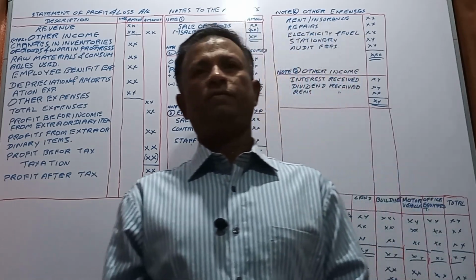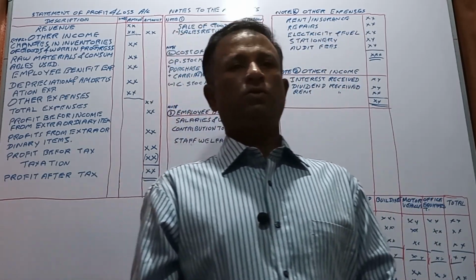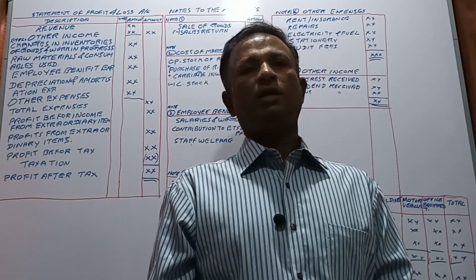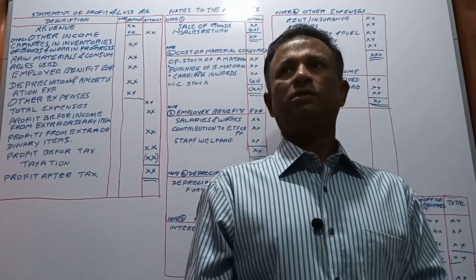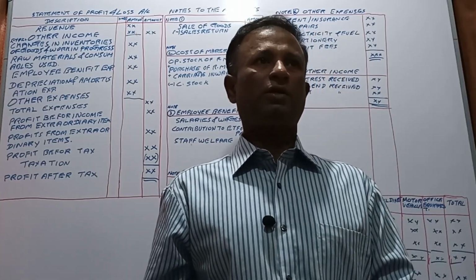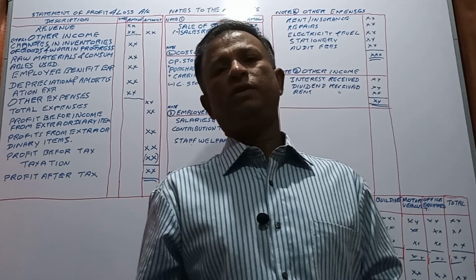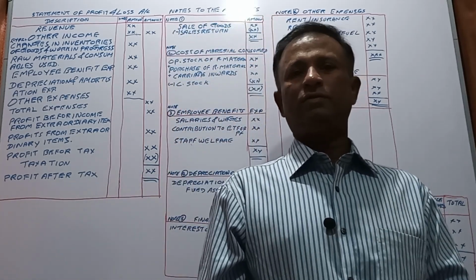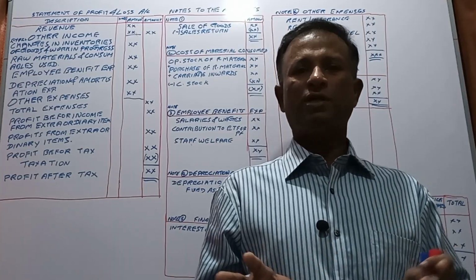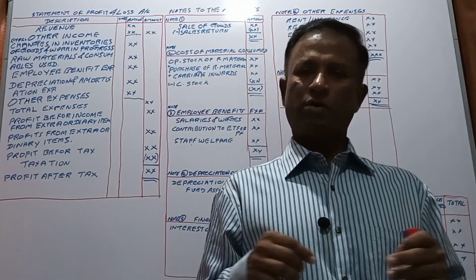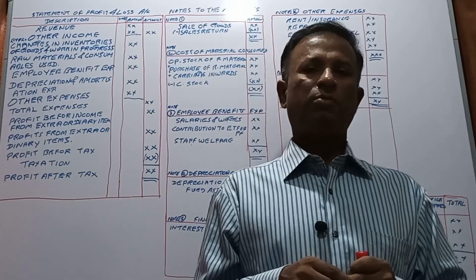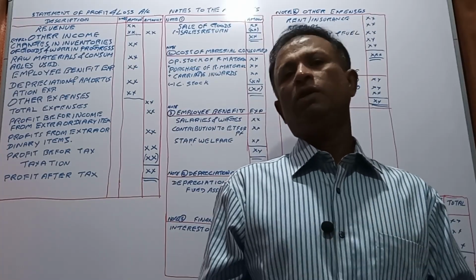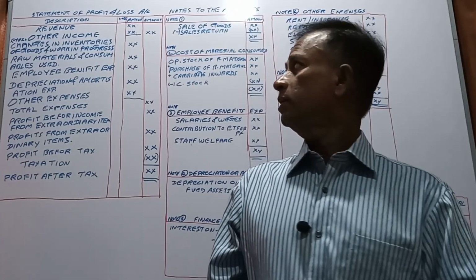Today we are going to discuss the company's final accounts. That is, in this session, the profit and loss account. Earlier, we used to prepare the profit and loss account in T format. Here we are going to prepare it in the vertical format.